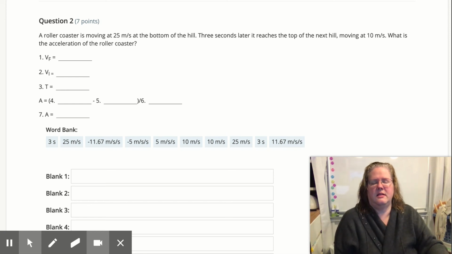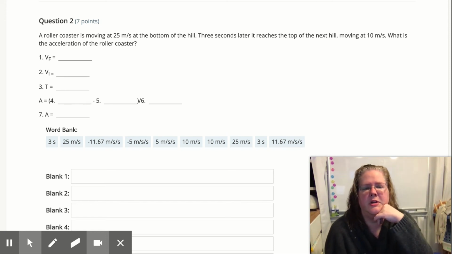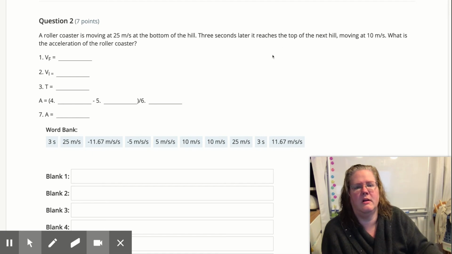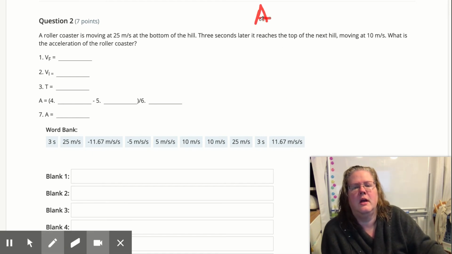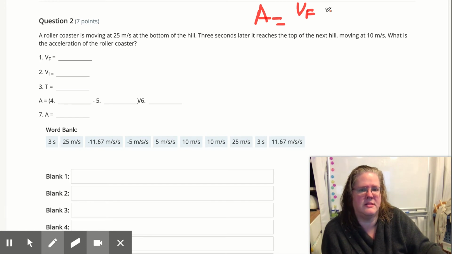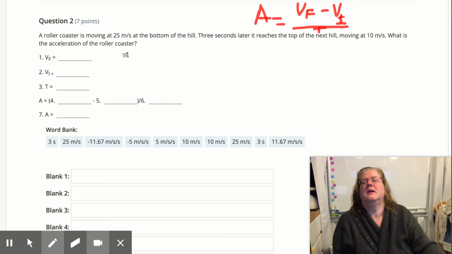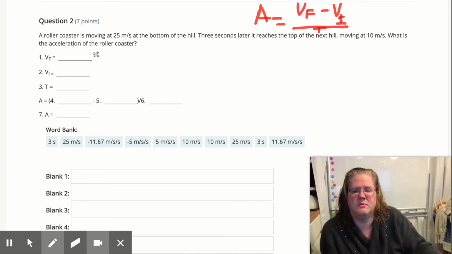Hi, let's take another look at an additional acceleration problem. So reviewing our formula, we have acceleration, remember, is equal to velocity final, and that little sub f, remember, is final velocity, it's another way to say it, minus velocity initial, so it's differentiating between the two velocities, what's what, divided by time. All right, so let's take a look at this word problem.